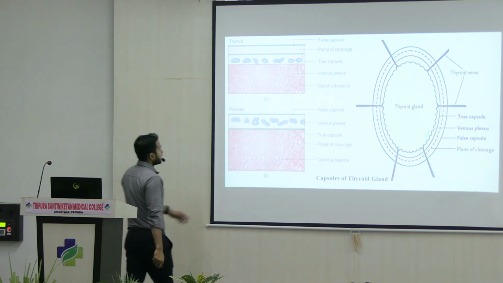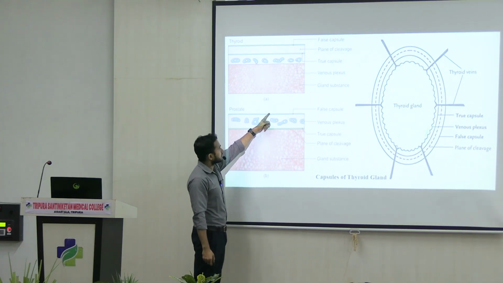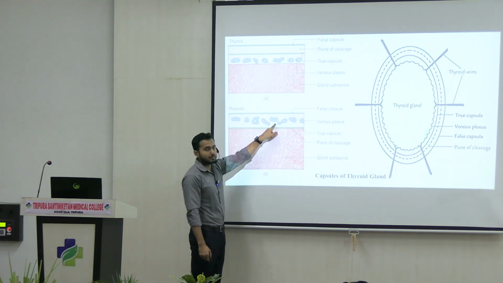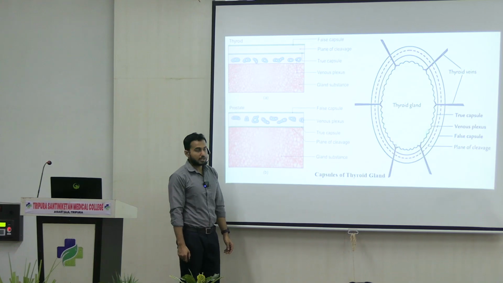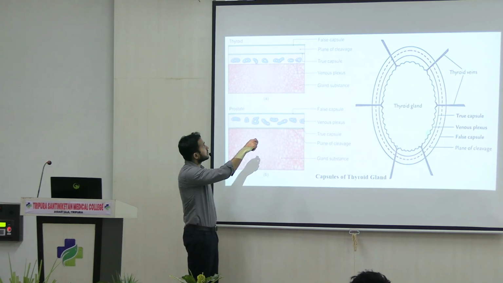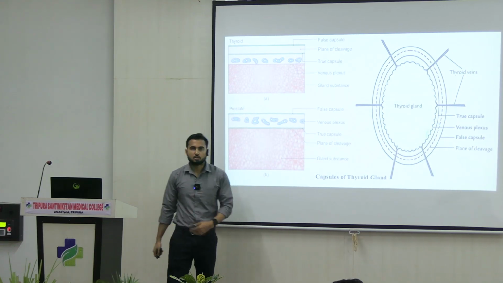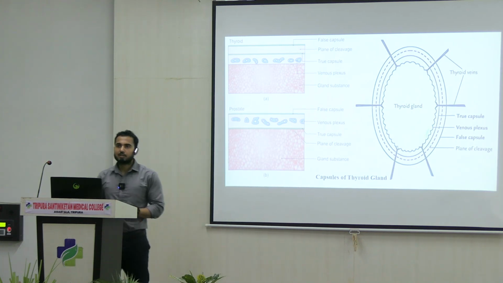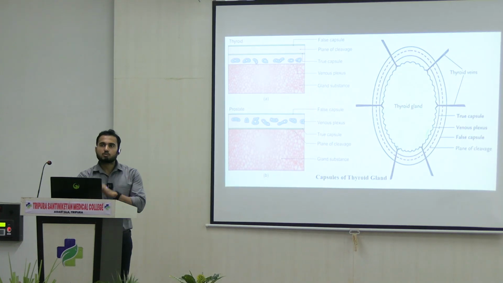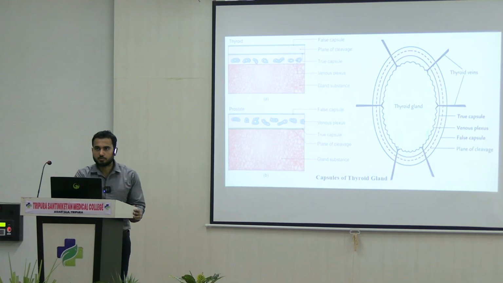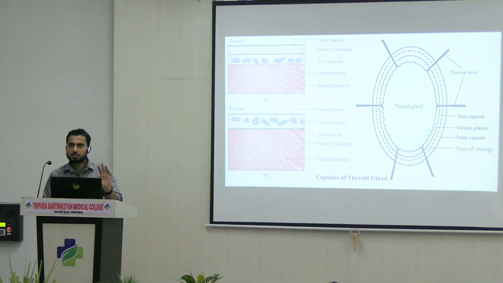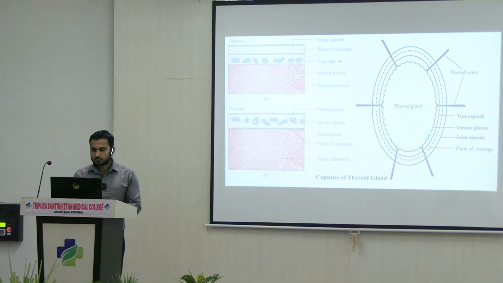Now, in the case of the prostate, you can see the true capsule and false capsule. In between these two, the venous plexus is situated. Here, deep to the true capsule, is not where the venous plexus lies. So in the case of the thyroid gland, when surgical resection is done, the true capsule can be removed, which cannot be done in the case of the prostate gland. That is the difference. Further details we will discuss in the applied part.